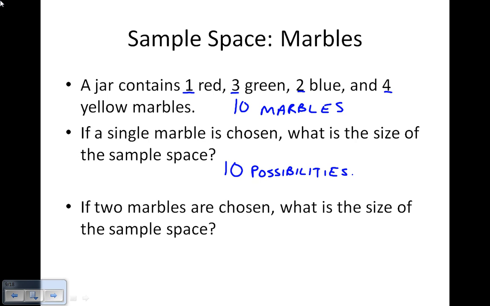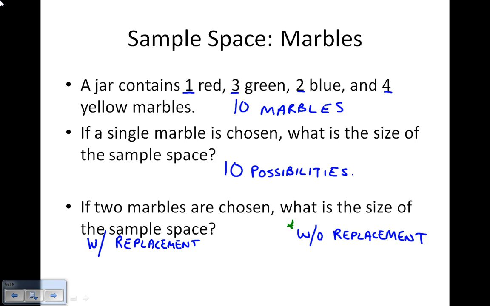If 2 marbles are chosen, what is the size of the sample space? Now here it gets a little tricky. There are 2 options. You can either say it is with replacement or we can say it is without replacement. And you have to be very careful. If it's not given to you, you have to assume that you're not replacing it. The default is without replacement. However, in some problems it will say it's with replacement. So we're going to do both and talk about the difference.